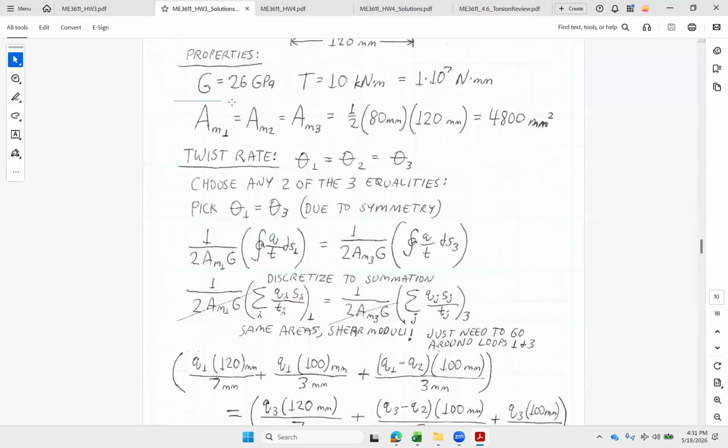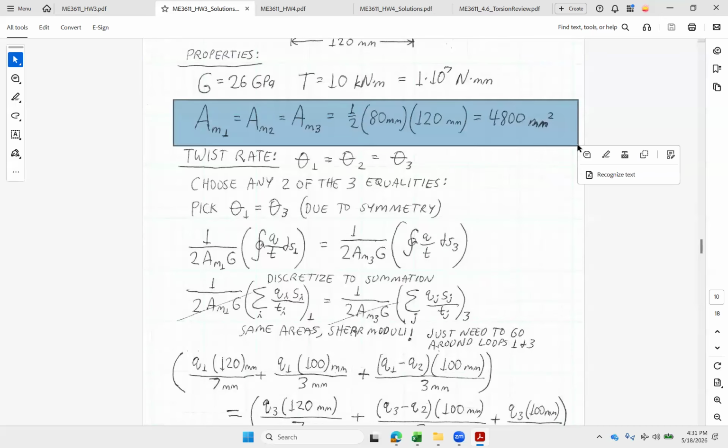Here are all our properties. Midline area, even though they have different thicknesses, is going to be the same for all of those: 4,800 millimeters squared. For twist rates in this multi-cell problem, just like we saw in the class example, we have the same twist rate. We're going to assume it all twists together, so we can pick any two of those three. Let's say we do 1 and 3, because of symmetry I'm going to be able to cross off a lot of stuff. Same areas, same shear modulus. We just need to go around those loops.